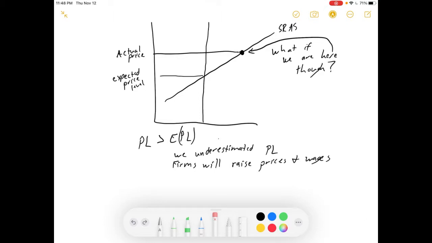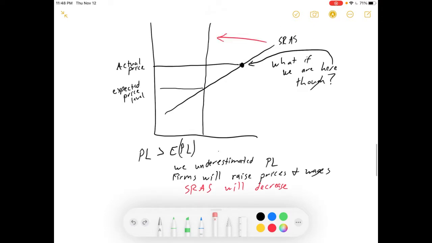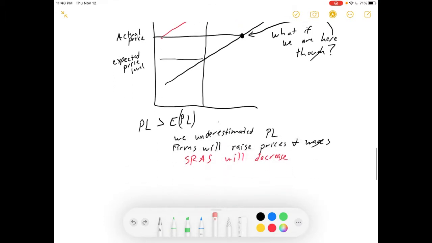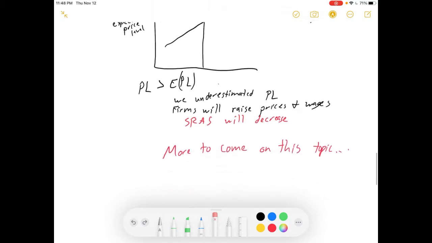That means firms will raise prices and wages. They will bring their prices and wages closer to the reality. And as they do that, input prices are rising, and so the short run aggregate supply curve will decrease. It will shift to the left like that, which then, by the way, would give an entirely new expected price level.